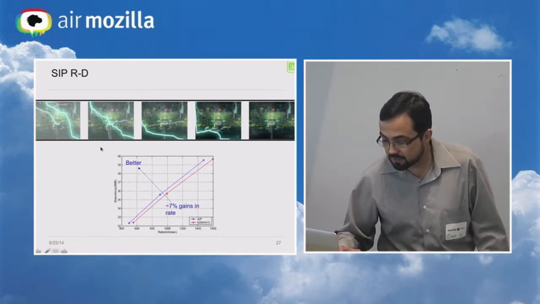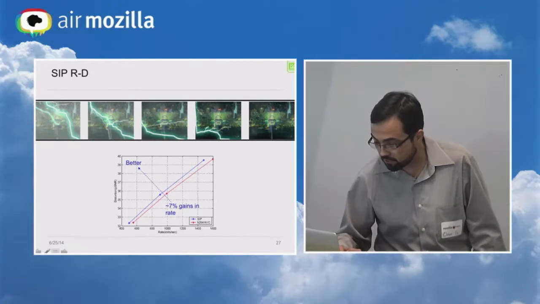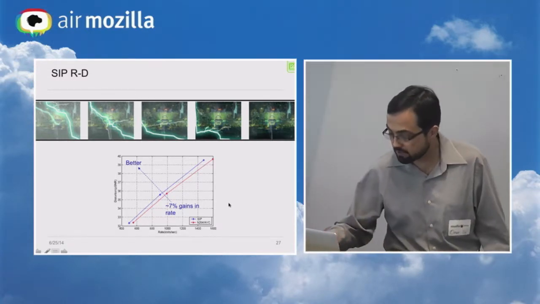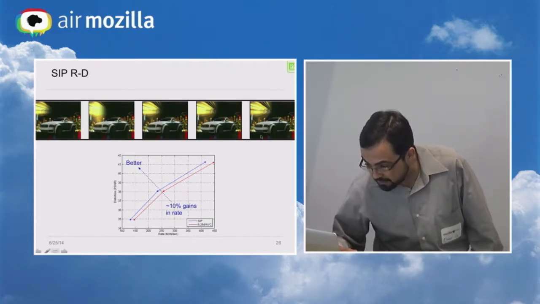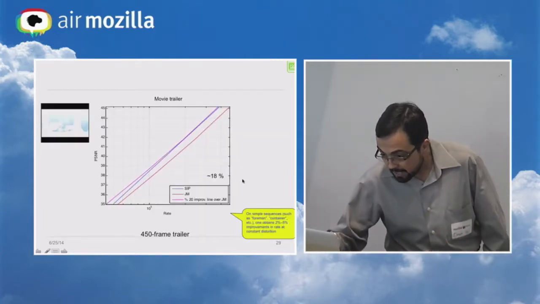So here again, this is the lightning transition. There's lightning going on and rain, etc. And we're able to generate about 7% gains in rate for this particular transition. And this is the special effects transition, and we're again able to generate about 10% gains in rate.